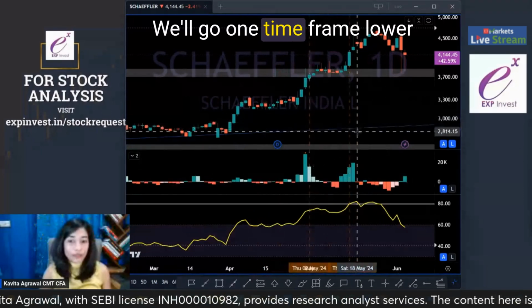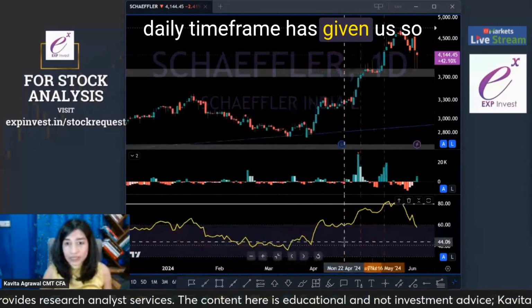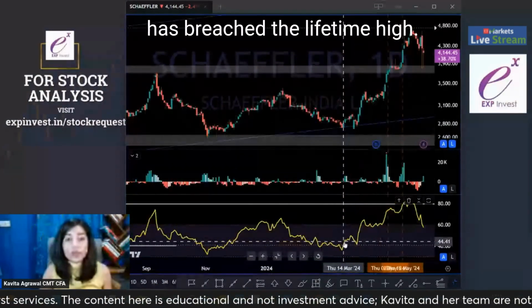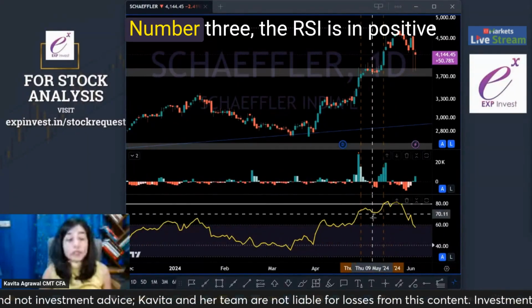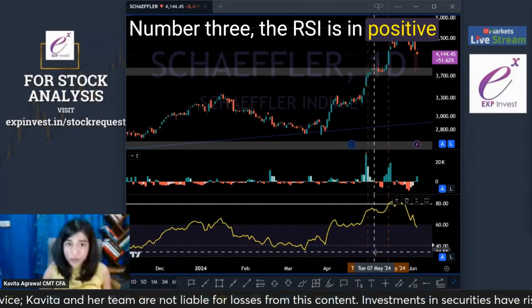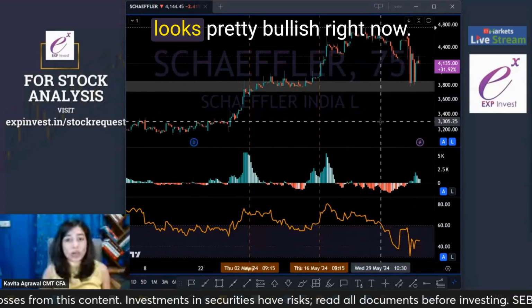For that, we'll go one time frame lower, to the 75 and the 15-minute. But all in all, what the daily time frame has given us so far is, number one, the stock has breached the lifetime high. Number two, it has done that with very strong volumes. Number three, the RSI is in a positive range shift and extremely bullish. So everything on this chart looks pretty bullish right now.